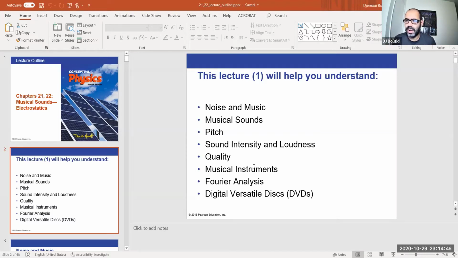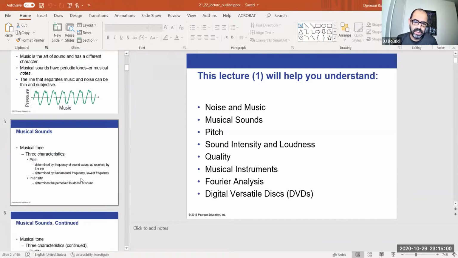So that's the question of Taryn. So that answers her question. I don't know any other instruments. And Fourier analysis, I talked about that, and the DVDs, that's another idea in there that has to do with how sound is recorded and things like that.